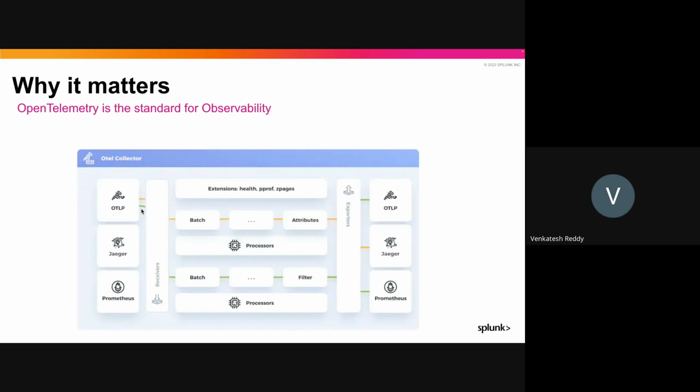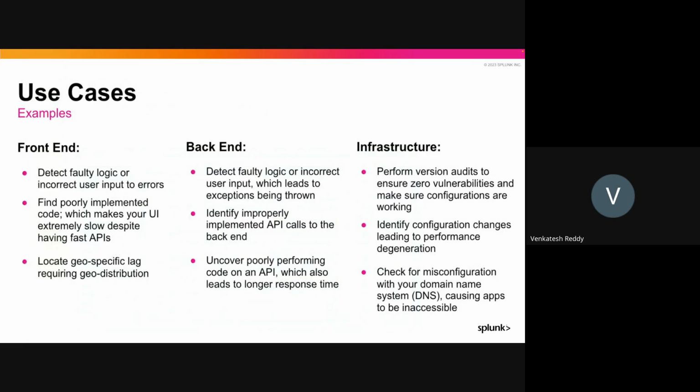Okay. So now let's talk about use cases. Here we have a bunch of use cases. I'm not going to cover all of them, but at a high level, this could be the front end problems that you are trying to solve, or the back end problems, infrastructure, or end user behavior. All of these things are possible for availability and performance issues to solve within the OpenTelemetry space.